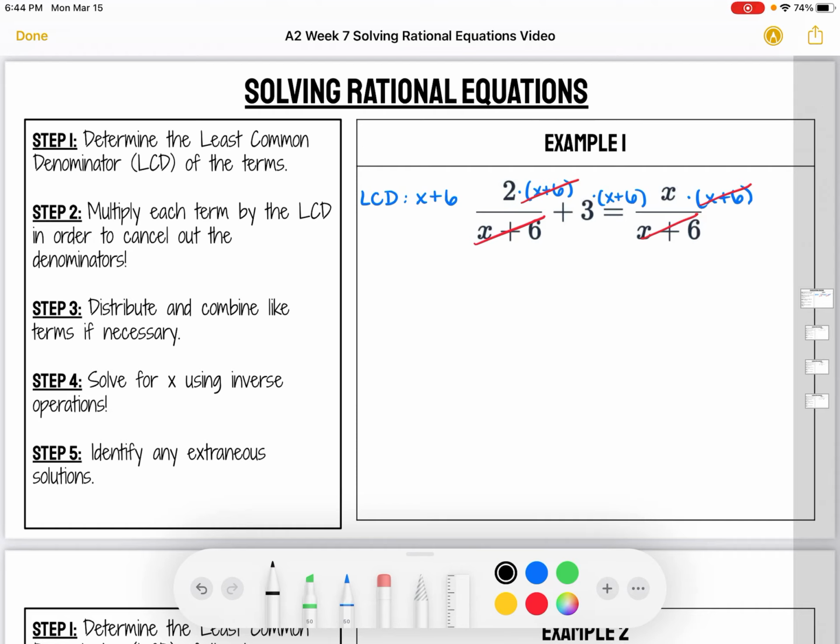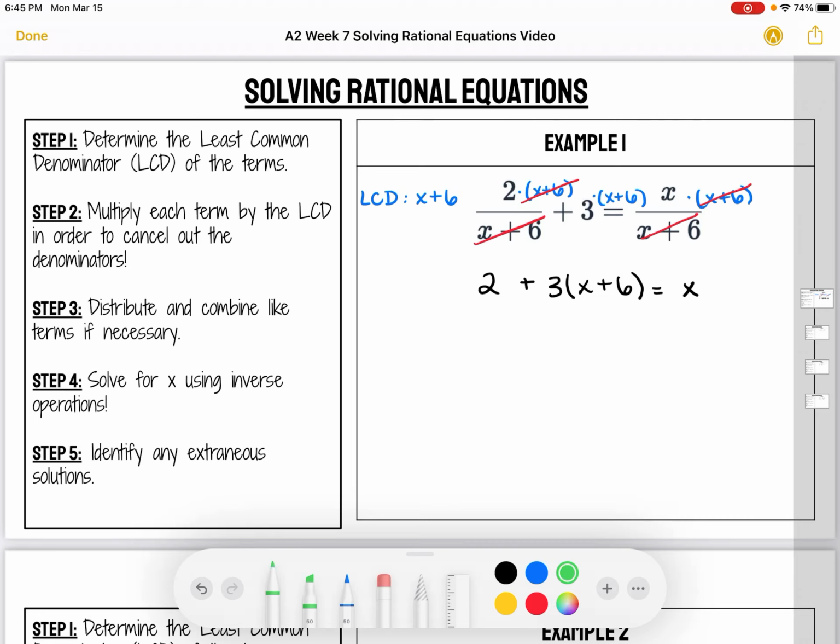Now we just need to write down what we have left. So with my first term, since the x plus 6 canceled out, I'm left with 2, and then plus. In the next term, we didn't have anything cancel out, so I have 3 parentheses x plus 6. And then on the right side of my equal sign, my denominator canceled out, so I'm just left with my numerator of x. Now we're in step 3, which is distribute and combine like terms if necessary.